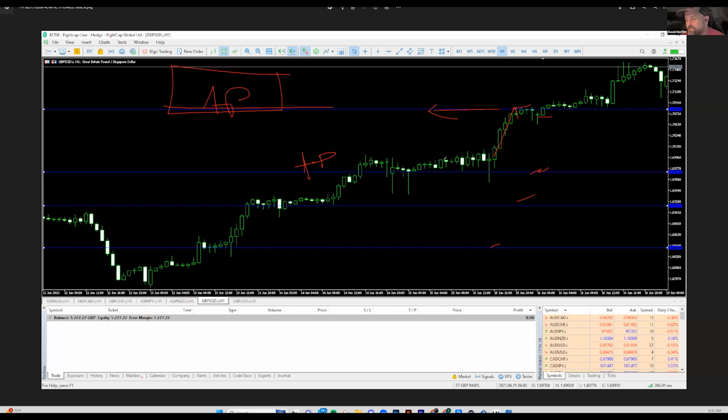So that's kind of the third rule: you want to exit at the action points on these and then get back in. All right.